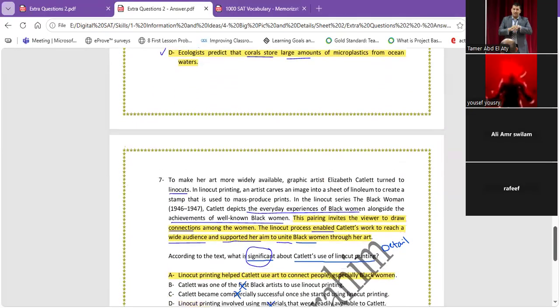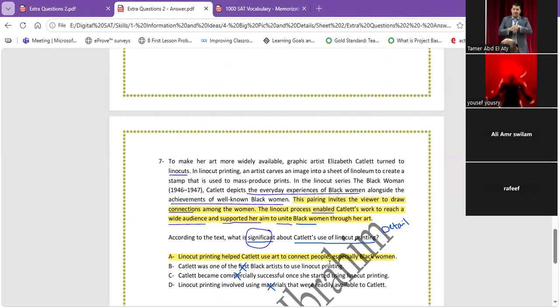Number 7. It's a detailed question. According to the text, what is significant about Catlett's use of lino cut printing? I need why it's important. The usage of Catlett of lino cut printing to make her art more widely available.